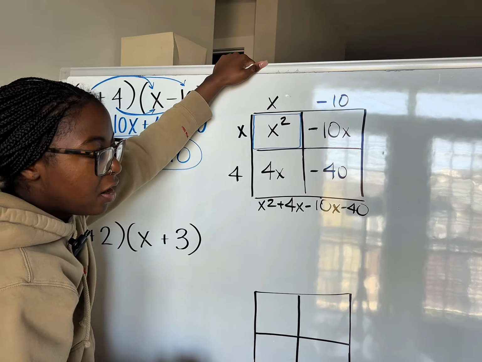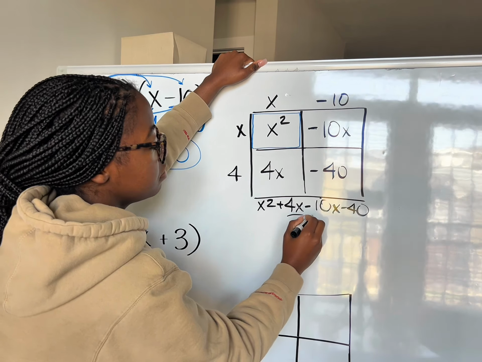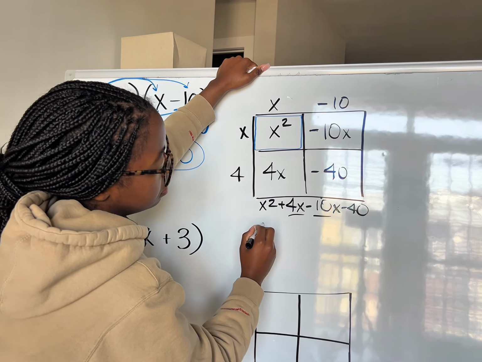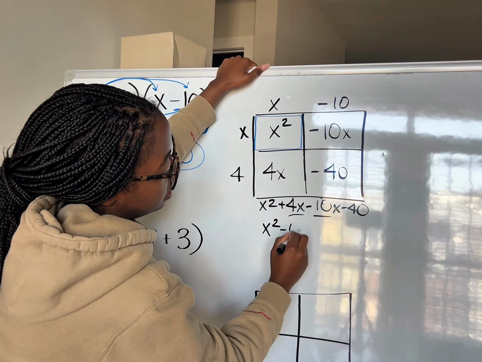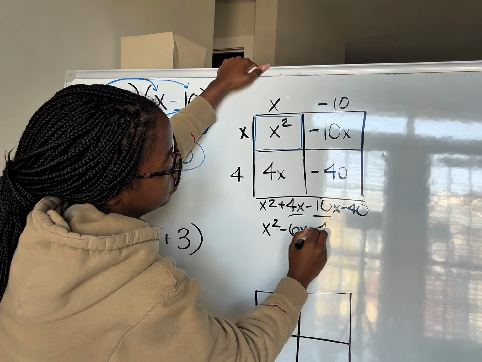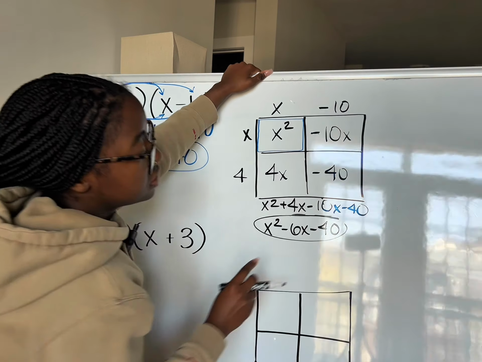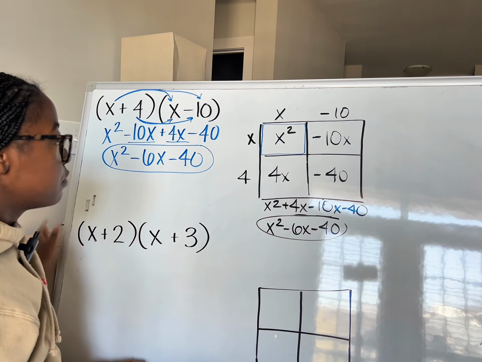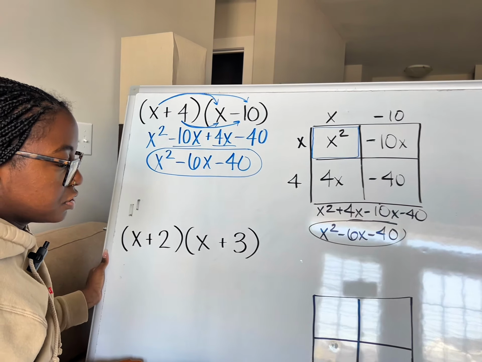All right, so now all I have to do is combine my like terms. 4 minus 10, x squared minus 6x minus 40. So you end up with the same answer either way. Doesn't really matter, but there's just 2 ways to do it. Let's try the bottom one.